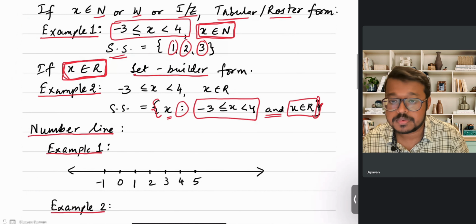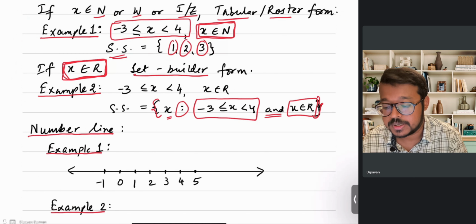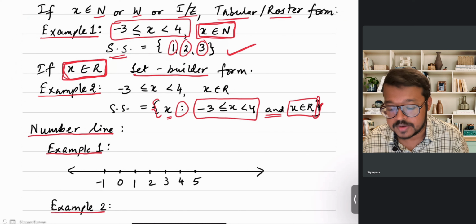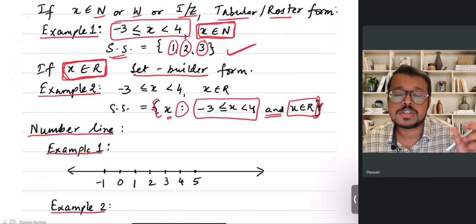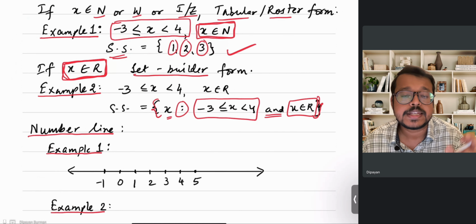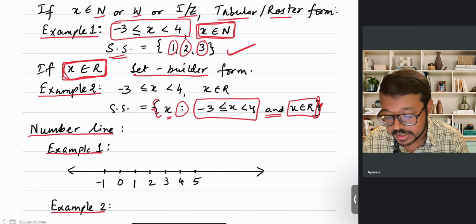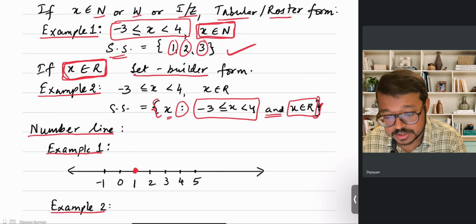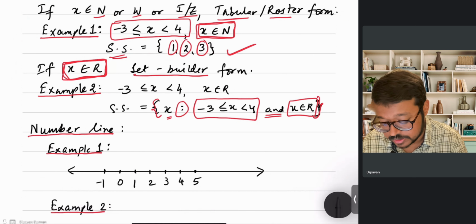Now for the same solution set, I can also represent it on the number line. For example, in the first solution set, I had 3 natural numbers 1, 2 and 3. So I will draw the horizontal line and mark some integers on the number line with equal spacing. Suppose you can take 1 centimeter gap between the integers, and then suppose the solution includes the numbers 1, 2 and 3. So I will highlight 1, 2 and 3 with my darkened circles.